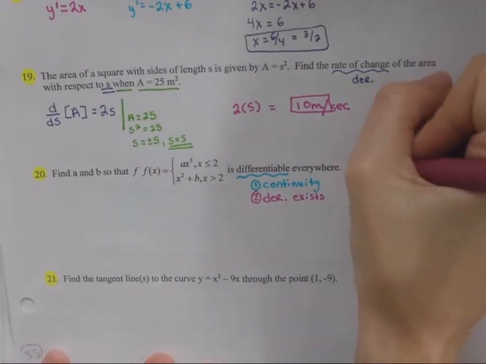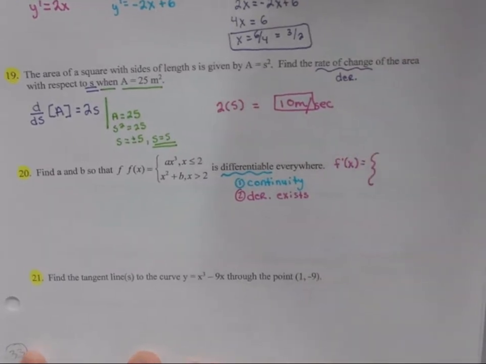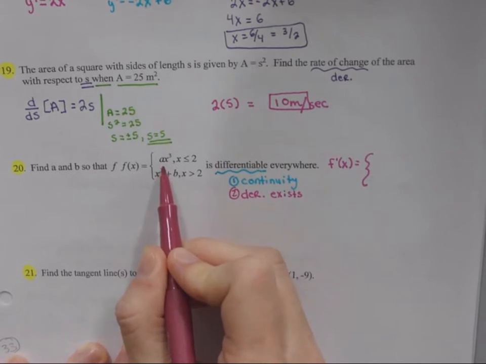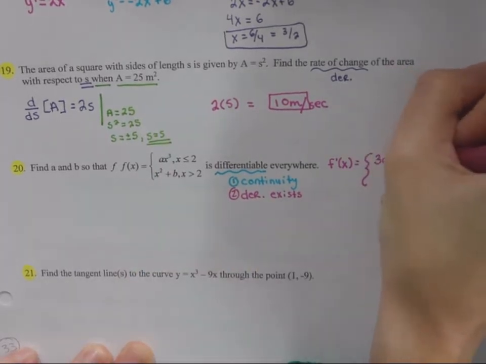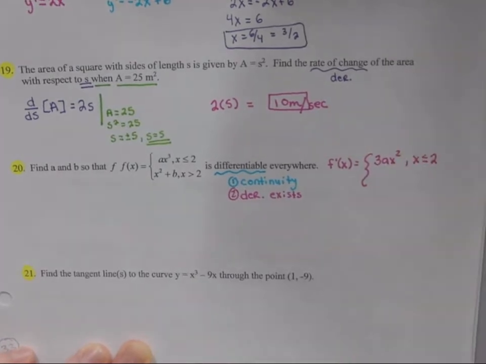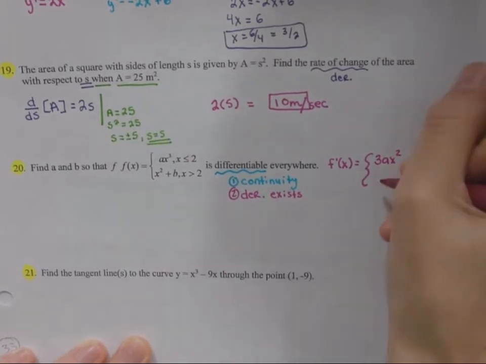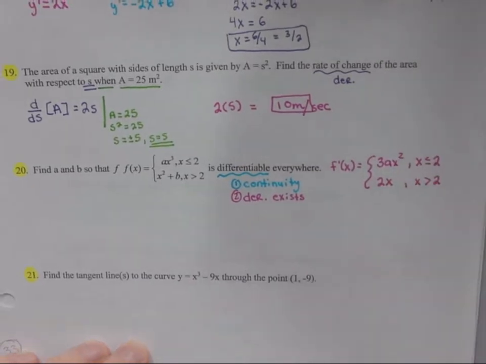So before I work the problem, I'm going to go ahead and rewrite the piecewise function also as a derivative. So we've got the function, and I'm going to rewrite it with the derivative. So a is just a constant, so the derivative of a x to the third is 3a x squared. So that's for x less than or equal to 2. The derivative of x squared plus b is 2x. And that's for x greater than 2.